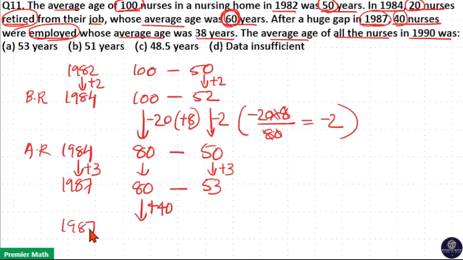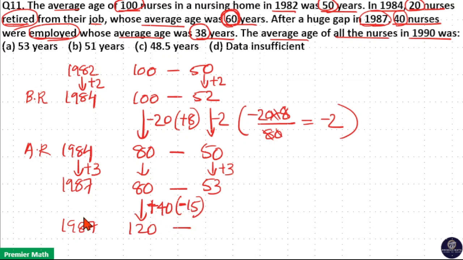Now, after joining 40 people in 1987, employees become 80 plus 40, 120. And the average of these 120 people will become 53 plus the difference in average. Here we need to find out the difference in average. Here 40 people joined and their average age was 38 years. But the previous average was 53. So 38 is 15 less than 53. So there is a minus 15 change here.